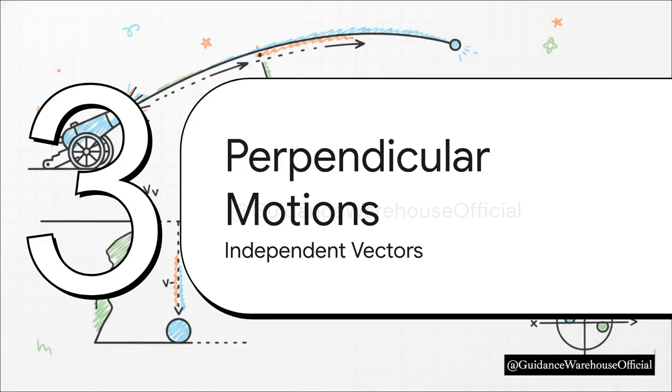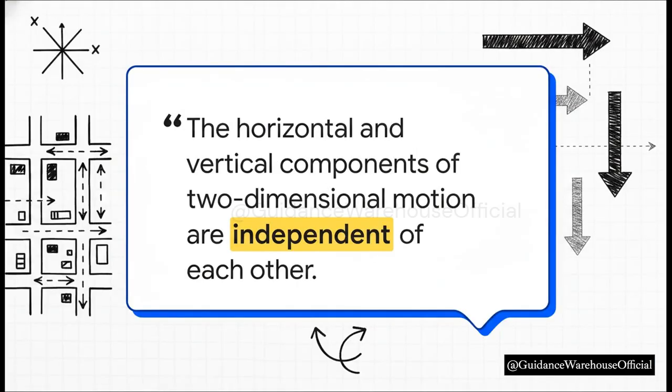Section 3. Perpendicular motions. So how exactly does moving 9 blocks east affect moving 5 blocks north? Well, think back to walking that grid. How far you walk east is absolutely only affected by your motion eastward. It has absolutely nothing to do with your motion north. This brings us to a textbook rule you absolutely must remember. The horizontal and vertical components of two-dimensional motion are independent of each other. That means any motion in the horizontal direction does not affect motion in the vertical direction, and vice versa.